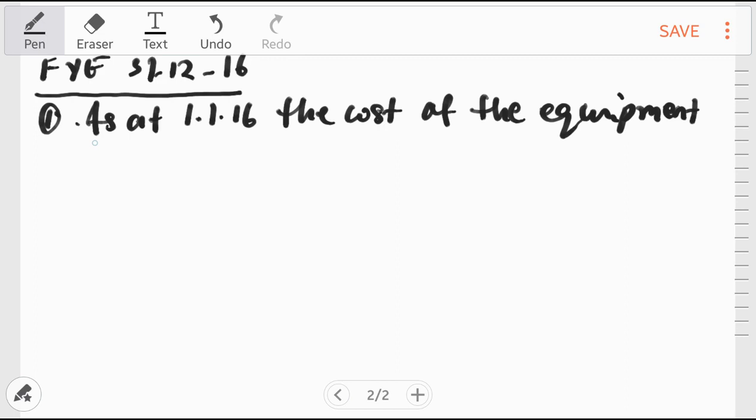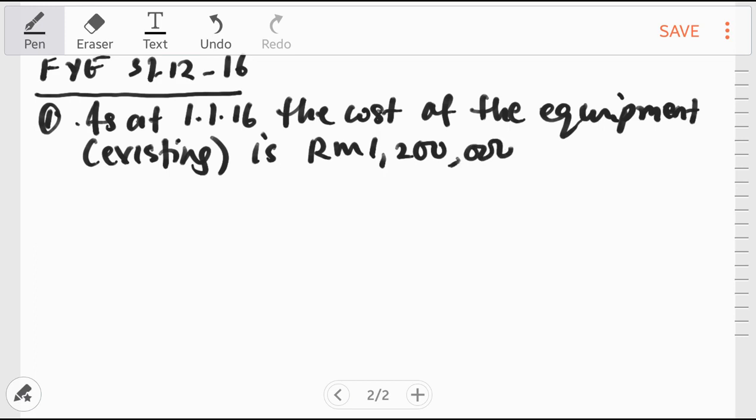Equipment here means cost of the existing equipment is, mention the amount, RM 1.2 million. So you can use the working to explain that.